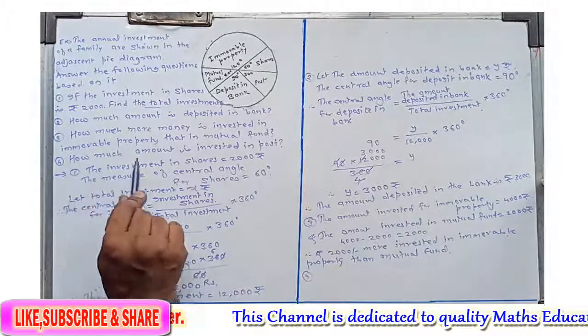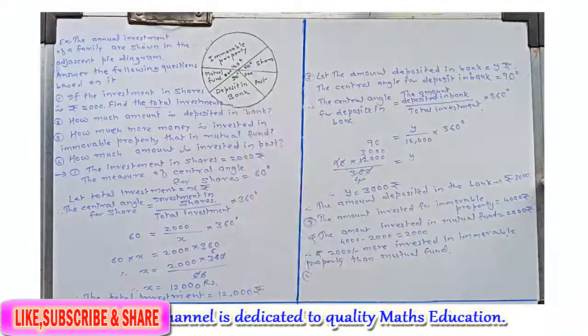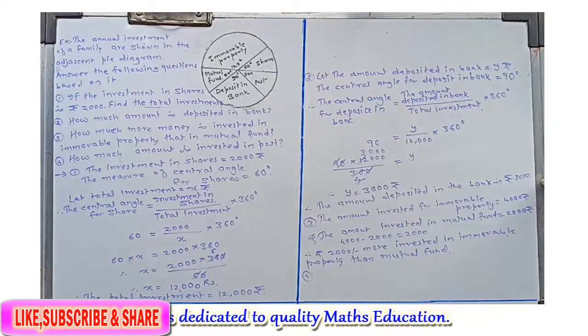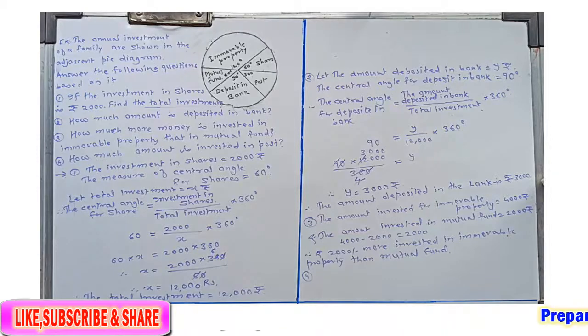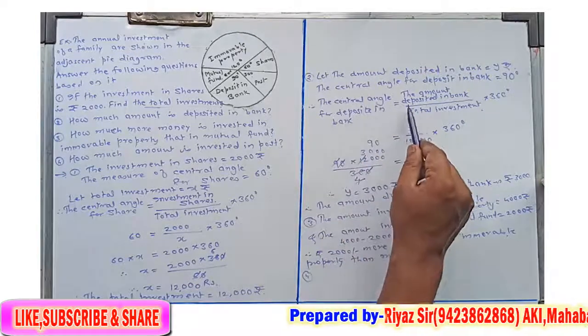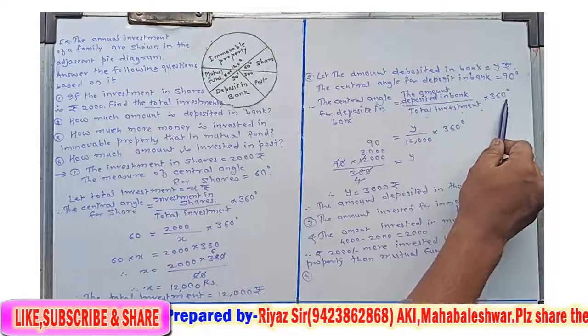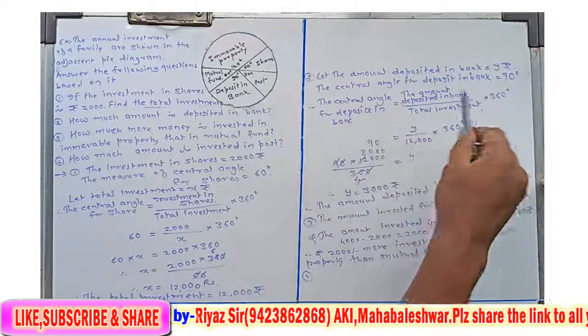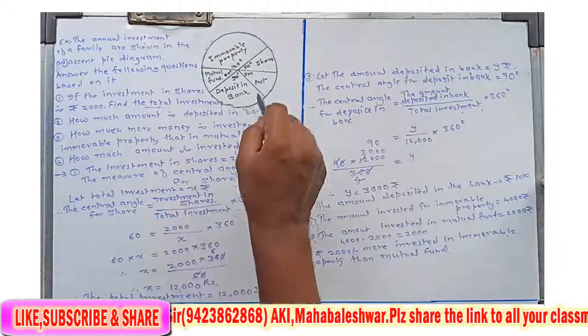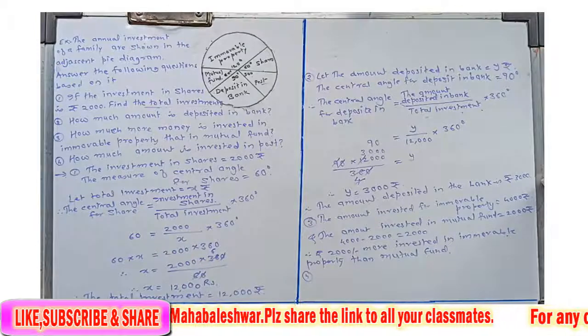Then the last one is how much amount is invested in post. Now the central angle for post is given, that is 30 degree, right? So we consider, let the amount invested in post be P, right? Apply the same formula. The central angle for post is equal to amount invested in post divided by total investment into 360. By solving this formula you can find the amount invested in post.